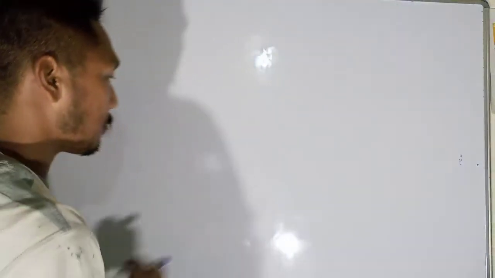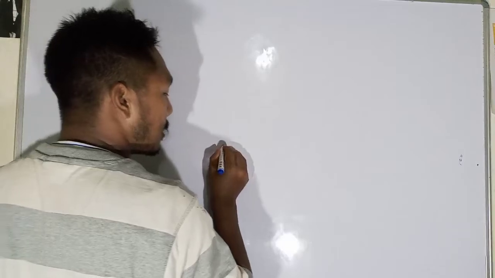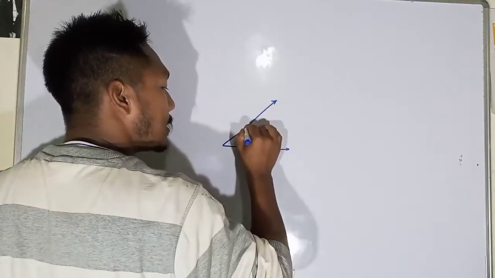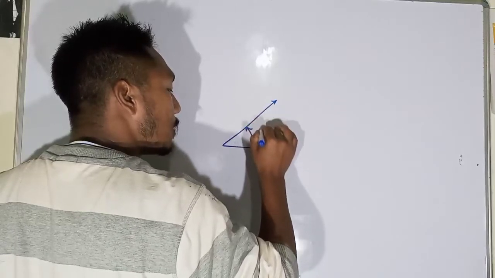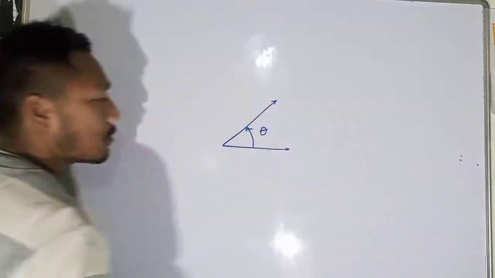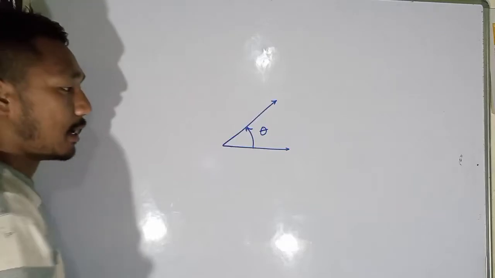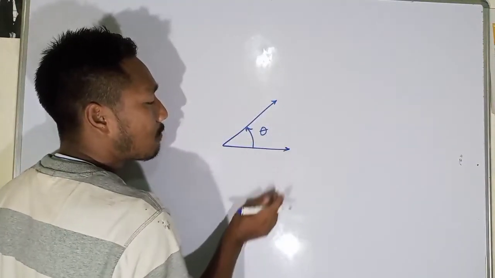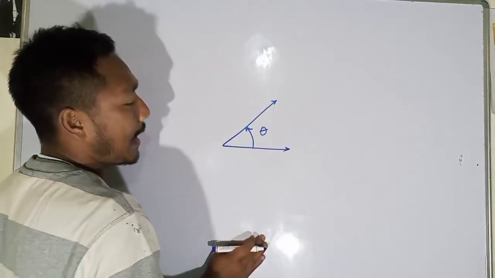An angle is formed by the distance between two rays. This distance between these two rays is what we call the angle. It is mostly measured with theta. We call this the angle. It's mostly denoted as theta, but you can also give another name, like alpha, beta, or x or y.